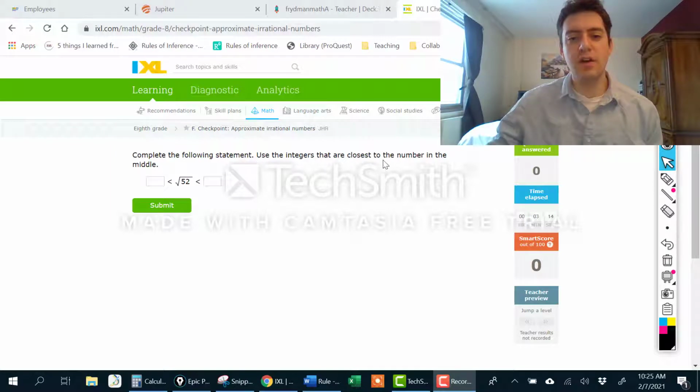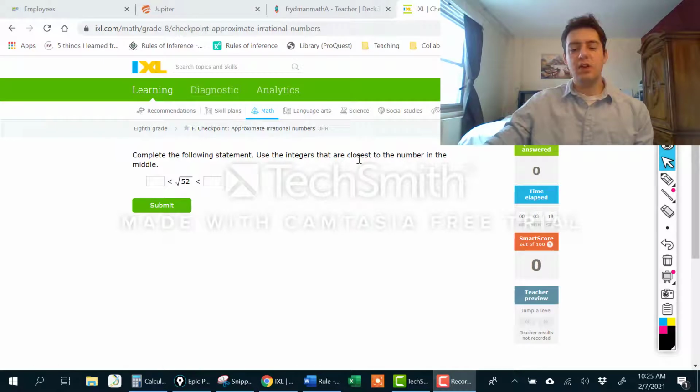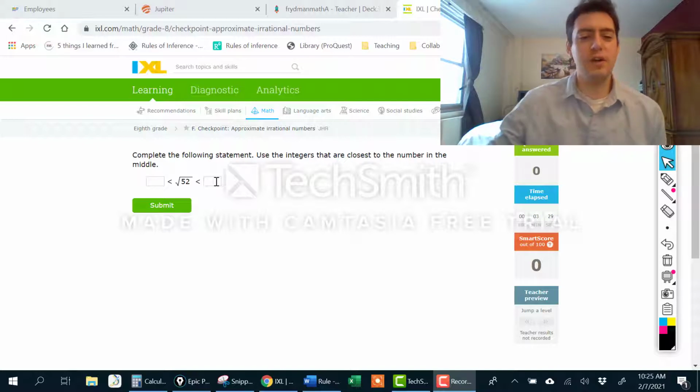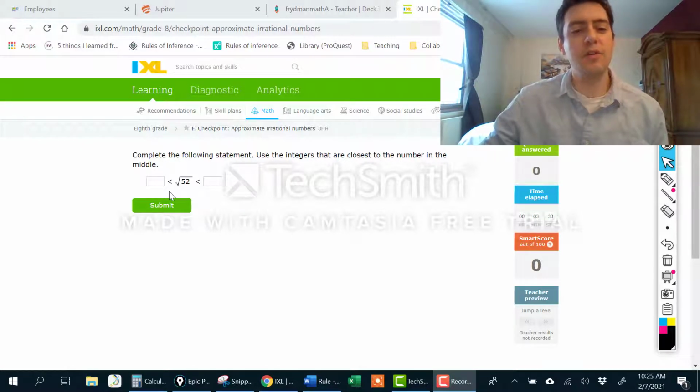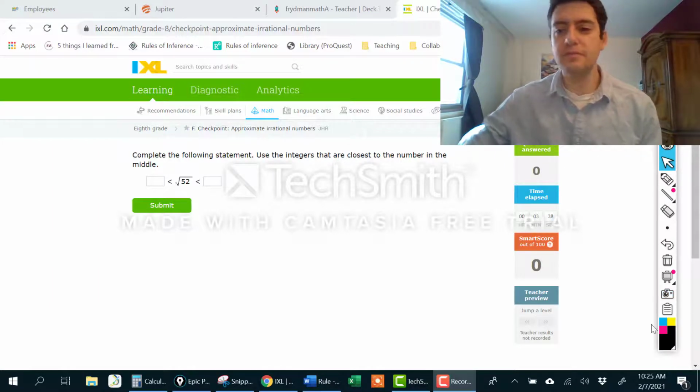Use the integers that are closest to the number in the middle. They're saying the closest to the number in the middle, because I could say that the square root of 52 is between 0 and 1,000,000. That would be correct, but we want to be a little more accurate and use the whole numbers that are closest to the square root of 52.